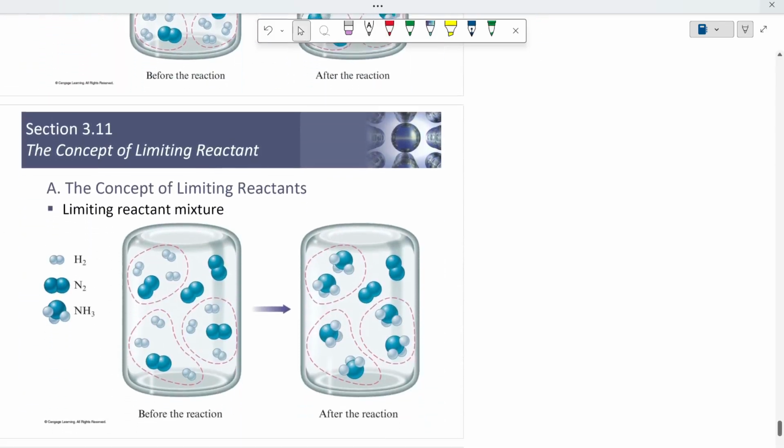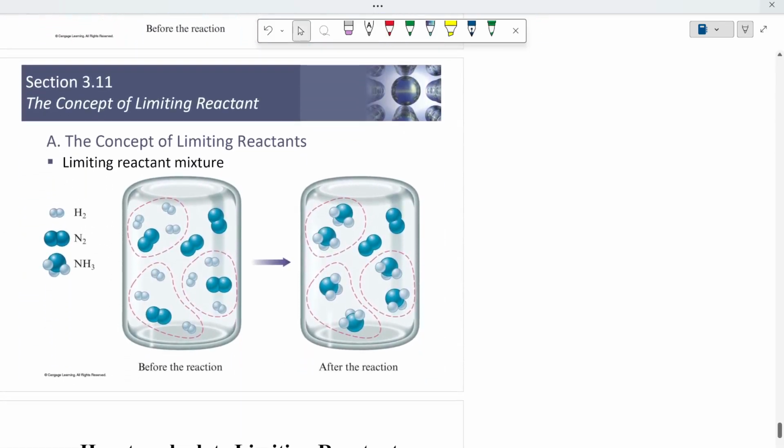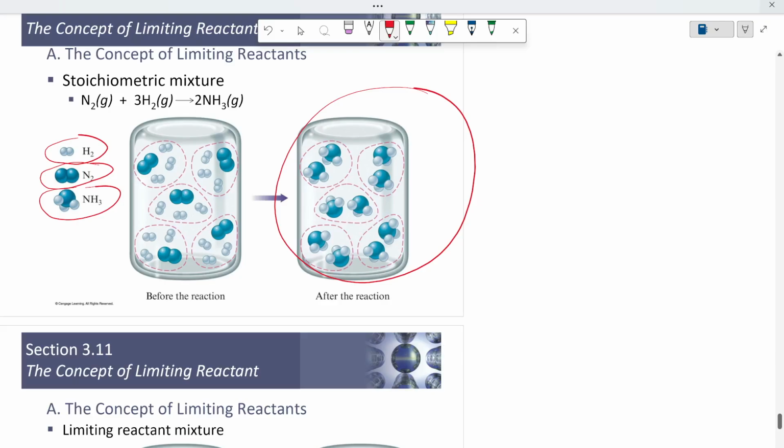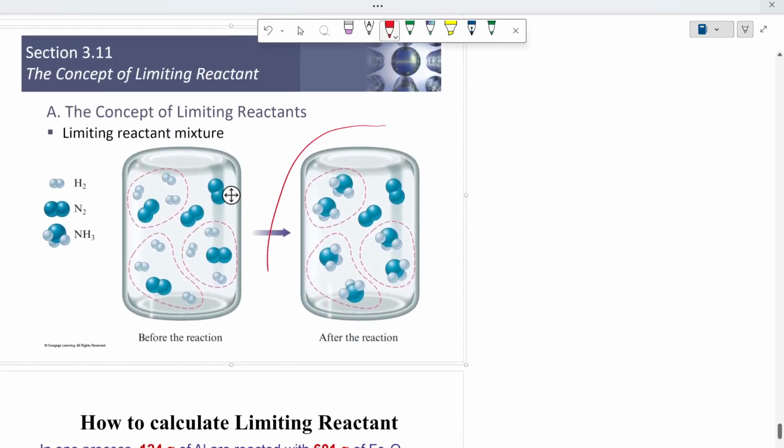The same reaction is here. Same everything. This is hydrogen, nitrogen, and ammonia. But what can you observe here at the end of reaction? What is the difference between this scene here and this scene here? Yes, the difference is the presence of these two blue balls, which are nitrogen.